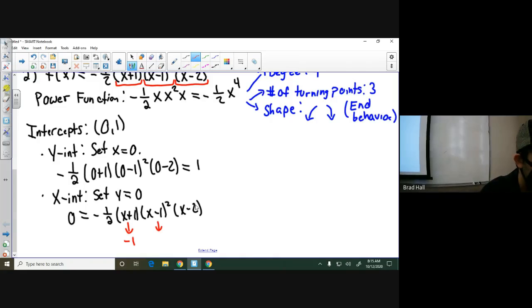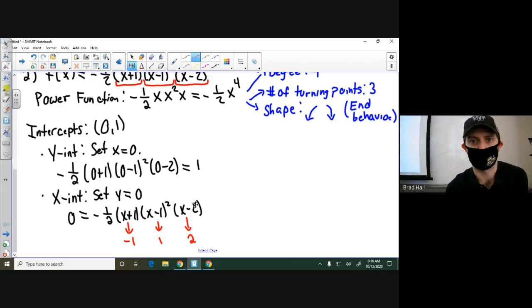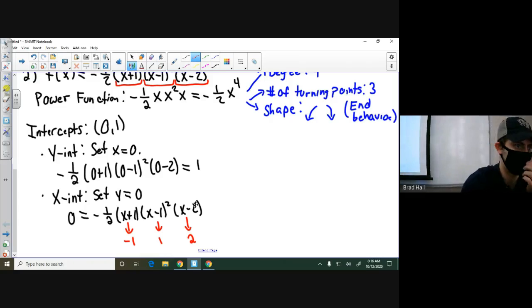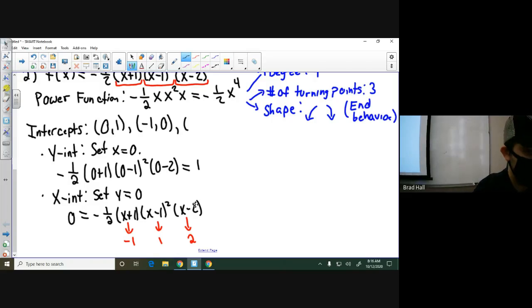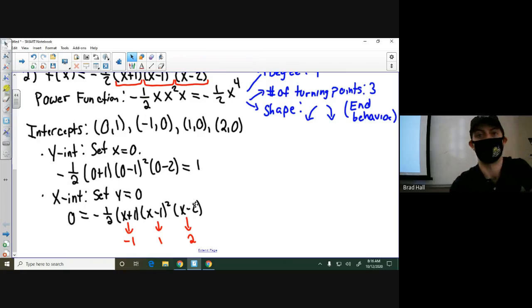So here -1, here we get +1, and here we get +2. Each factor gives us a different zero, or in other words, each factor gives us a different x-intercept. So for each one of those, I'll start off with -1, and that was when we plugged 0 in for y. And then there's another one for +1, we plugged in 0 for y. Another one was 2, we plugged in 0 for y. So we have a bunch of intercepts.